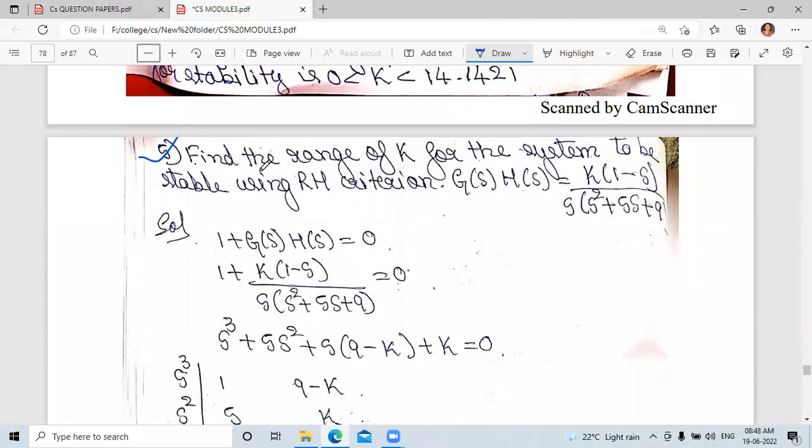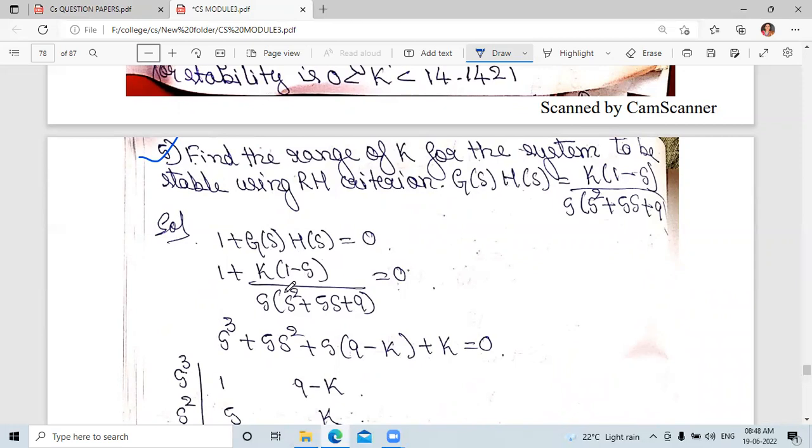They have asked it like this: find the range of k for the system to be stable using the RH criteria. G of s, H of s equals k into (1 minus s) divided by s into (s square plus 5s plus 9). Okay. We always write for the closed loop 1 plus G of s into H of s, that is the characteristic equation we consider. 1 plus G of s, H of s equals 0. So you substitute the G of s, H of s value they have given, equals 0.